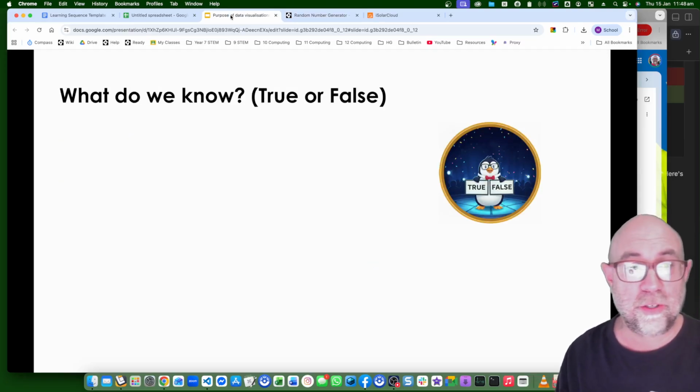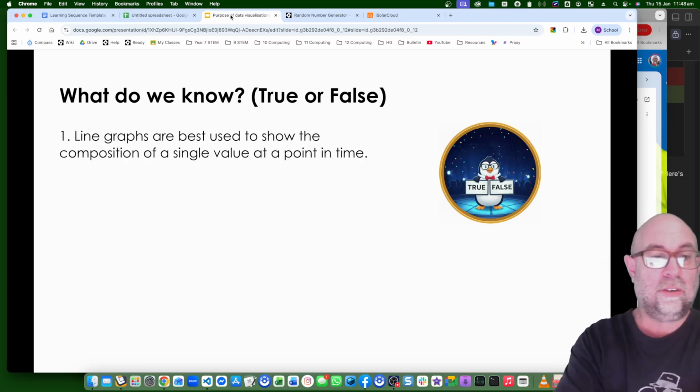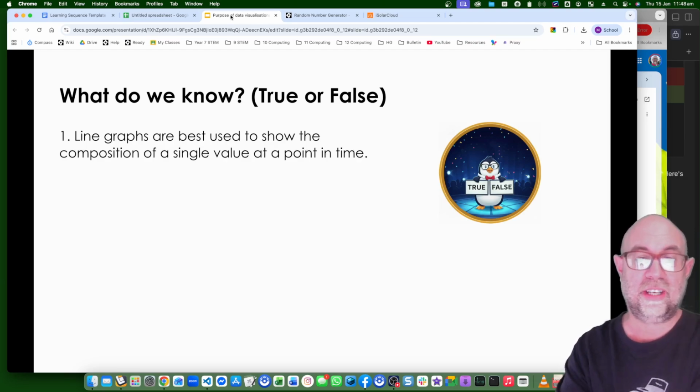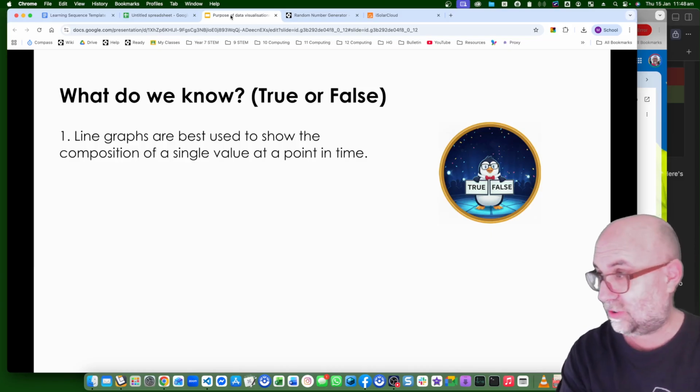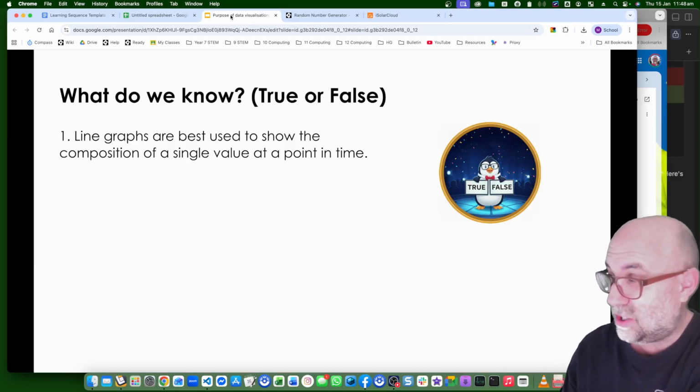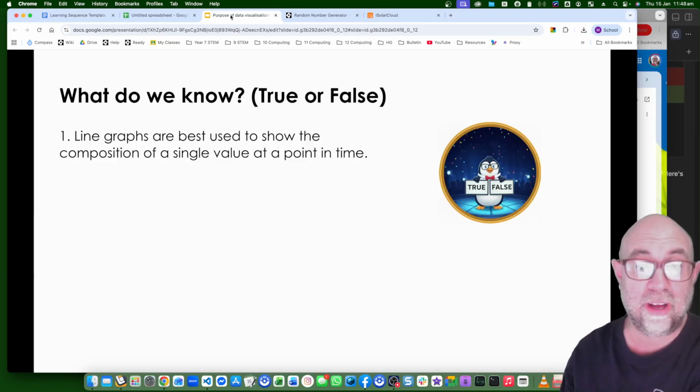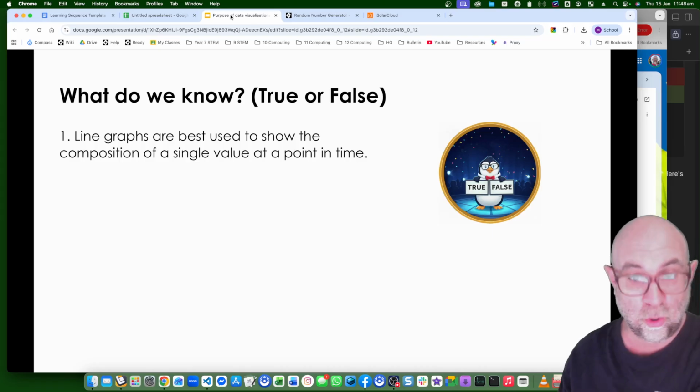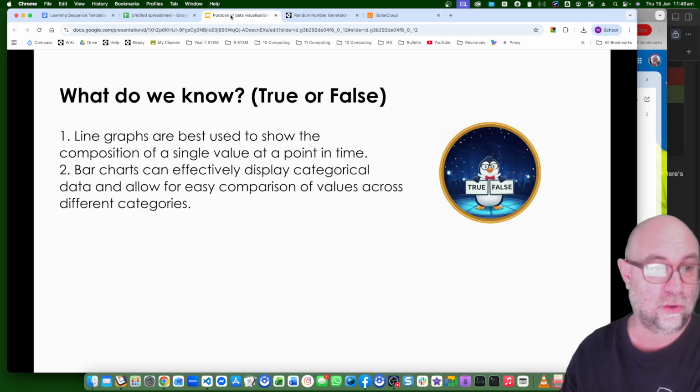Alright, so now we're towards the end of this. Let's answer some true and false questions. Line graphs are best used to show the composition of a single value at a point in time. That's false. So it's a single, in fact not even a single value. They're often useful for multiple values and over multiple points in time. So that first one's false.